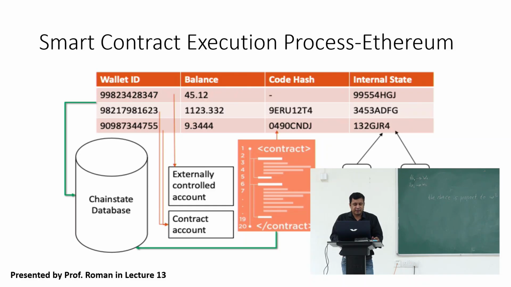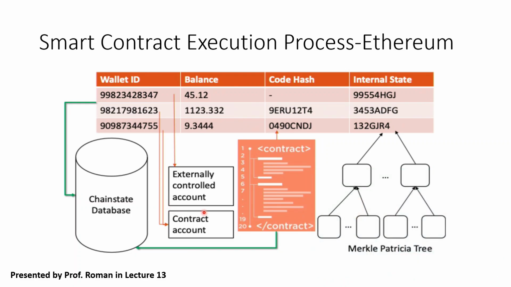We have already seen that each contract is stored in the chain state database, where each contract has its own wallet ID. So an externally controlled account can call this contract account, and these contract accounts are called using this wallet ID. That is the public address of a contract, the same as the user address or user wallet ID.